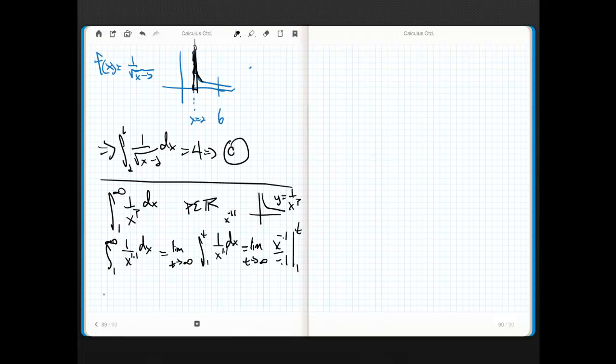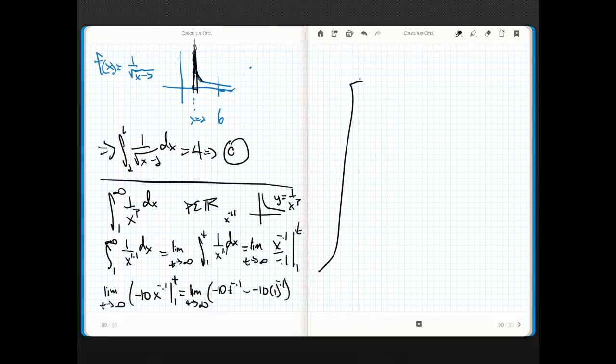Okay, so I'm going to clean this up a little bit. This ends up being the limit as t goes to infinity of, just for algebra's sake, I know that if I'm dividing by negative 0.1, that's the same thing as multiplying by negative 10. And then I don't have those god-awful decimals to deal with, right? This is going to be x to the negative 0.1, and I'm going to go from 1 to t. So this ends up being the limit as t goes to infinity of what? Negative 10 t to the negative 0.1, right? Minus negative 10 times what? 1 to the negative 0.1. Now, we've got to be real careful here. Let's follow this trail up here.